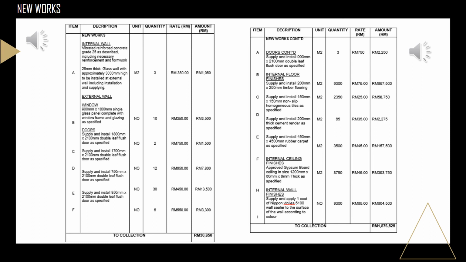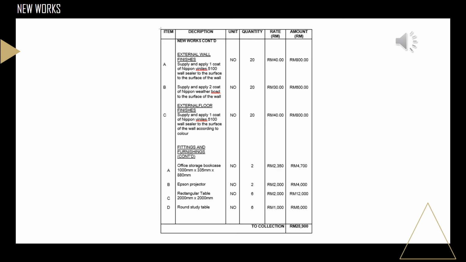And for the second bill, the new works show the doors, internal floor finisher, internal ceiling finisher, and internal wall finisher. And for the last bill for new works, we have external wall finisher, external floor finisher, fitting, and furnishing. And the total bill collection is 28,900.